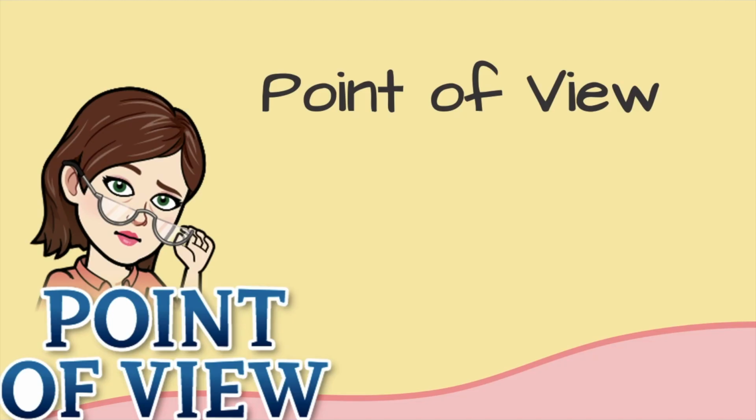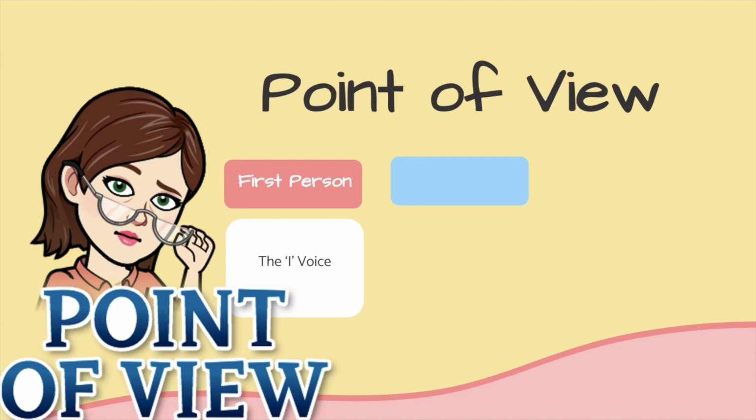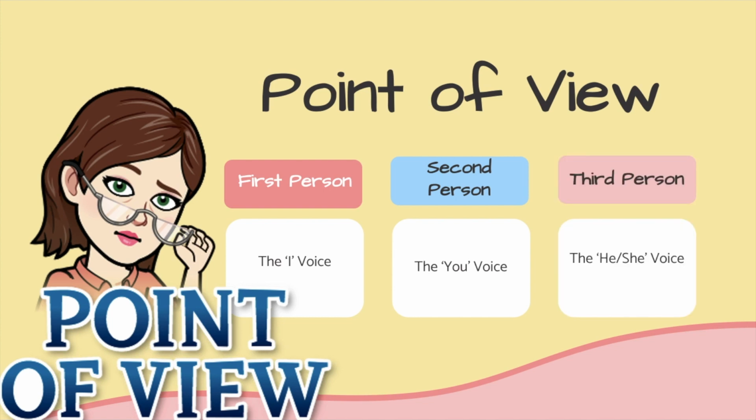There are several ways that the author can do that, and we're going to look at three of them. The first one is first-person point of view, the I voice. A character in the story tells their own experience. The second one is second-person point of view, the you voice. The story is from the perspective of you. The author or narrator is telling the story to you, the reader. And the last one is third-person point of view, the he or she voice. The story is told from the view of someone watching from the outside, like a narrator.